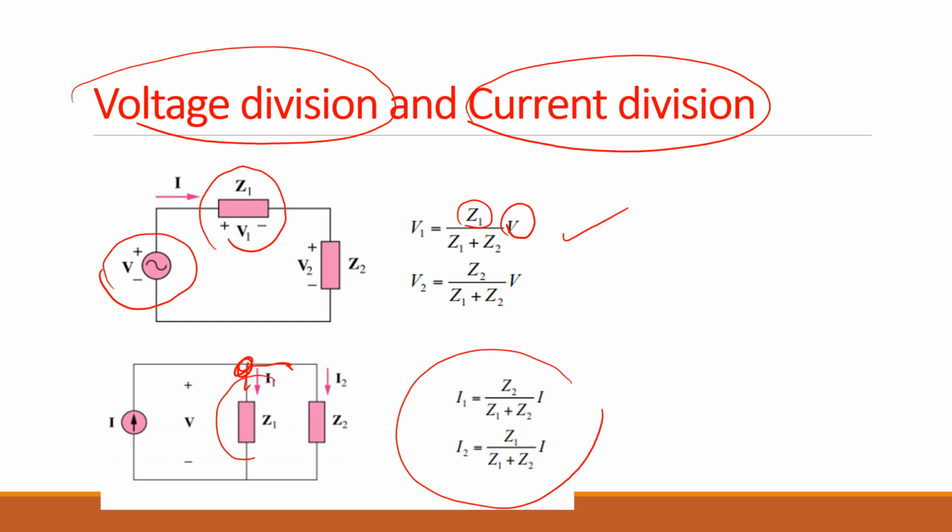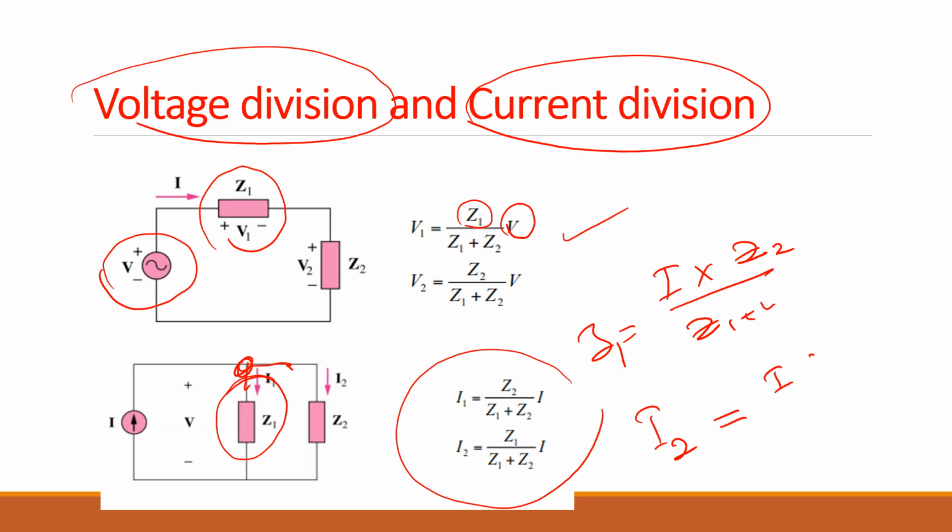So to find the current going across this one, that will be I times the opposite impedance, Z2, divided by Z1 plus Z2. This is your current one. If you want to find current 2, that will be total current times Z1. So you can see the difference here. When you have to find current 2, you have to multiply by Z1 and divide by Z1 plus Z2. So we need this as well for doing the questions.